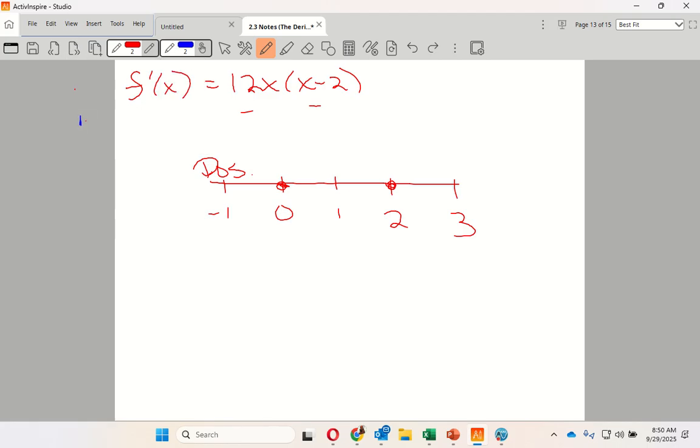So let's check the number in between. Let's check number 1. If I check 1, this is going to be a positive. And over here, 1 minus 2 is a negative. So that means that everything from 0 to 2 is going to be negative. And let's check 3. So checking 3, that's going to be a positive. 3, that is also a positive. So that means that everything from 2 to the right is going to be positive.